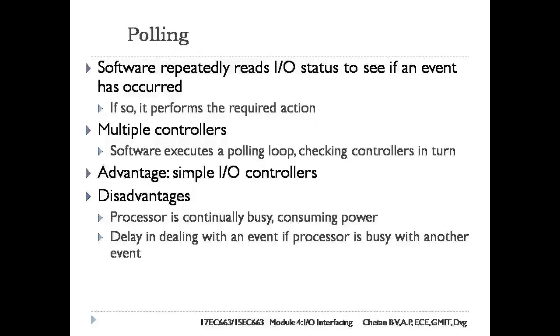Polling. The simplest IO synchronization mechanism is called polling. It involves the software repeatedly checking a status input from a controller to see if an event has occurred. If it has occurred, the software performs the necessary task to react to the event. If there are multiple controllers or multiple events, software executes a polling loop checking controllers in turn.